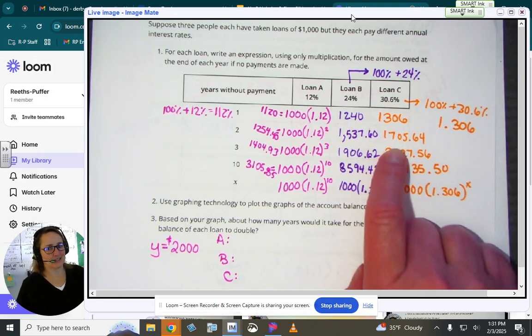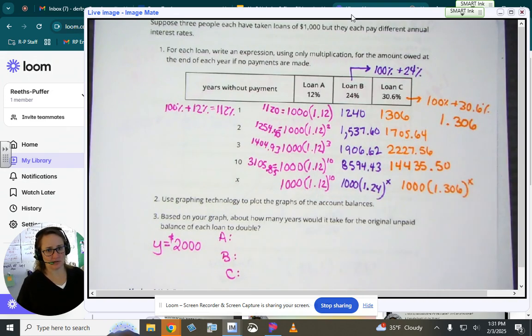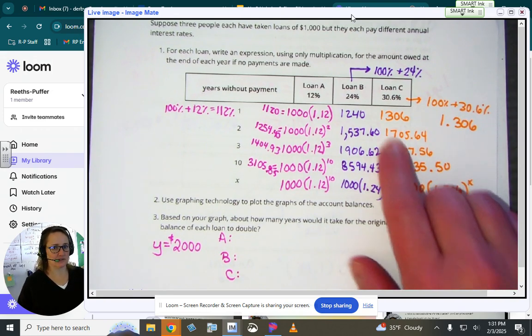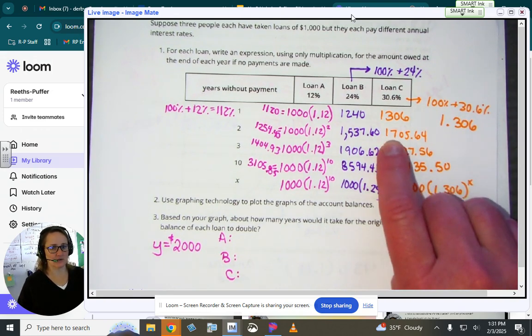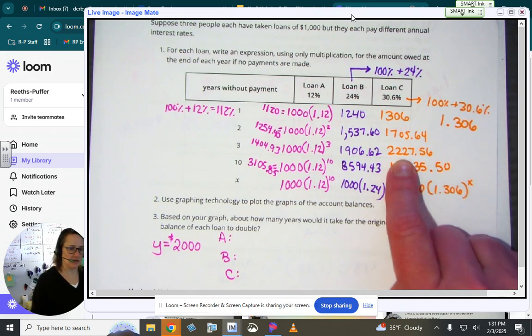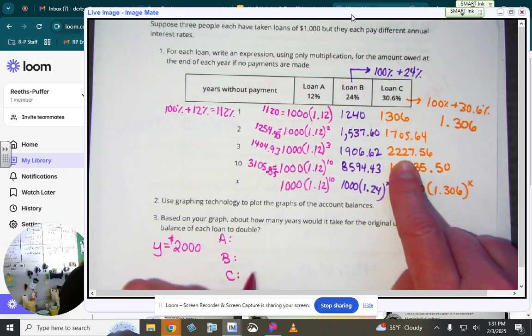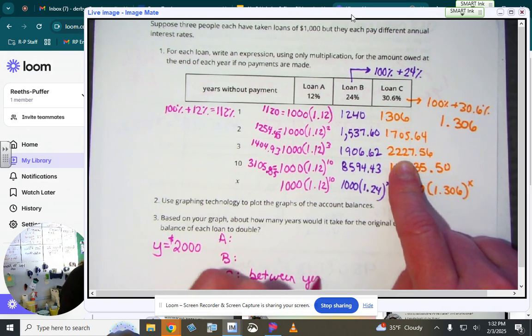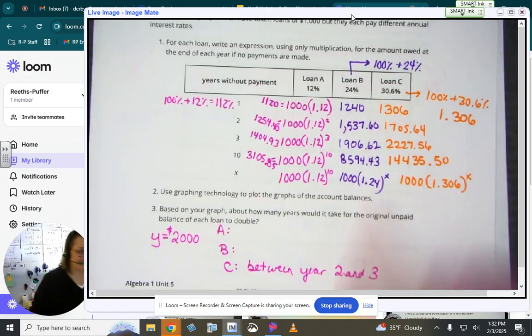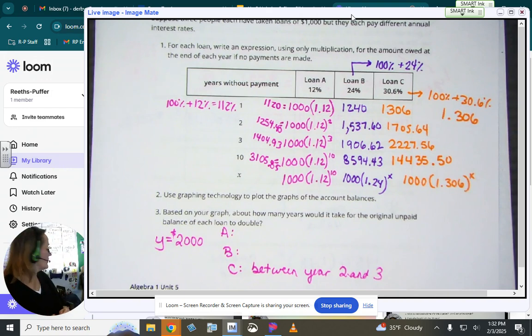Loan C, it is somewhere in year 2. Okay, because $2,000 is somewhere in between this 1705 and this 2227. So I already know that loan C is between year 2 and 3. It does not take long for that to double.